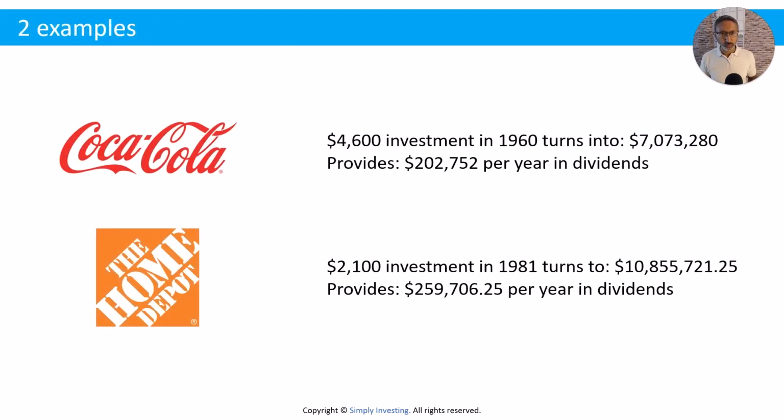First one is Coca-Cola. If you had invested $4,600 back in 1960 in Coca-Cola, that investment today would be worth over $7 million. And even more important, that investment alone would now pay you over $200,000 in dividends each year. Now, if we take a look at the next example, Home Depot, $2,100 invested in Home Depot in 1981 today would be worth over $10.8 million. And those dividends in Home Depot today would be providing you with over $259,000 a year in dividends.